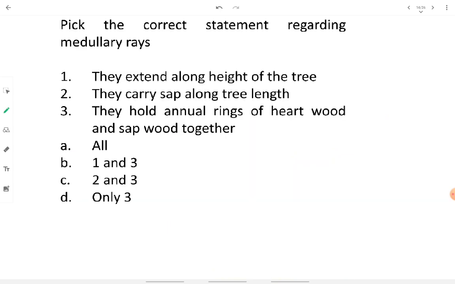Pick the correct statement regarding medullary rays. Then the statements are here. They extend along the height of the tree. Do they? No, they don't. Medullary rays or medullary lines extend along the radial direction or along the cross section. They grow radially along the cross section. They do not extend along height. See, when we are talking about height, we are talking about longitude.